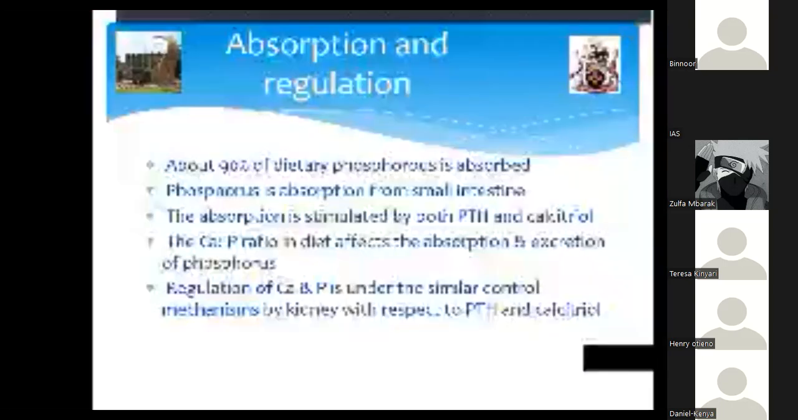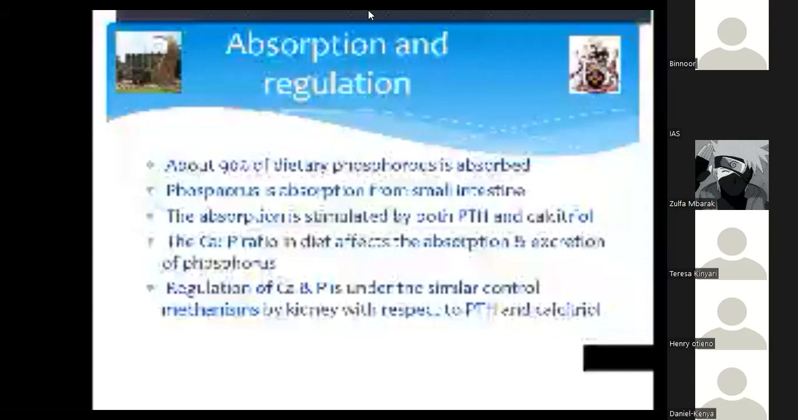So how is phosphorus absorbed and regulated? Most of the phosphorus comes from the diet. 90% of the dietary phosphate is absorbed. Remember, only 40% of the calcium in the diet is absorbed, so we absorb more phosphorus than calcium across the gut. Phosphorus is absorbed from the small intestine, and the absorption is stimulated by both PTH and calcitonin. The calcium phosphate ratio in the diet will affect the absorption and the excretion of phosphorus.